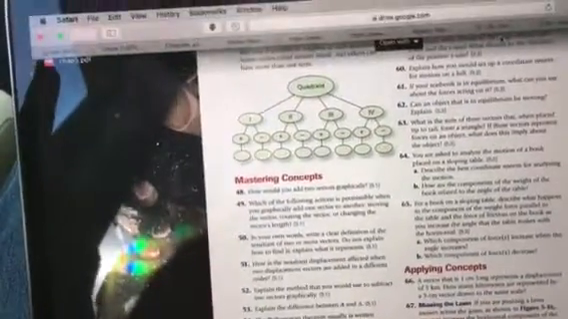Now for 50, what's the resultant? Well, what does it mean? I gave you an example the other day. It's the result. When you put two things together, it's the output. It's what you get.